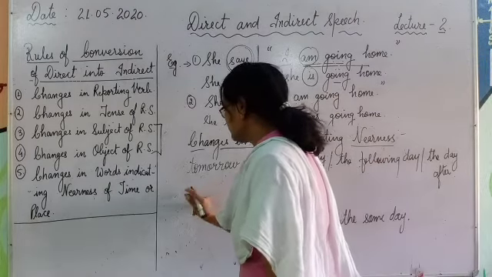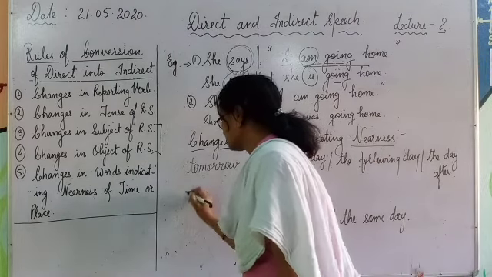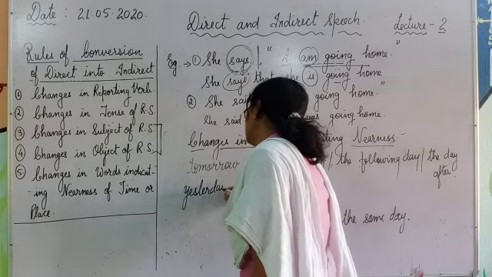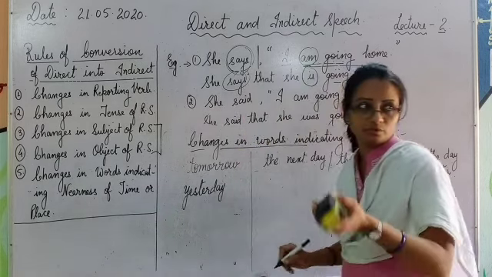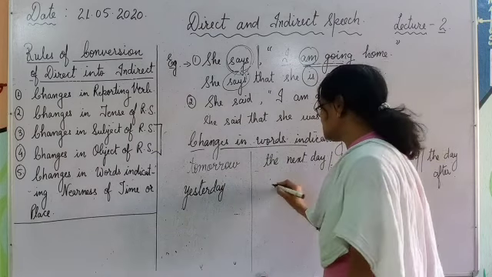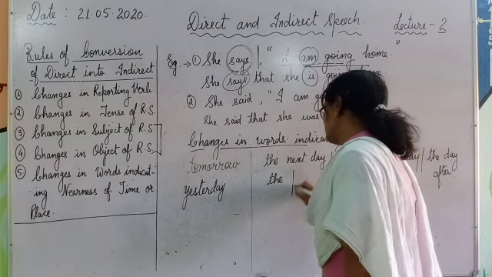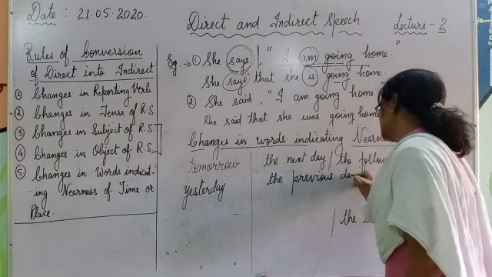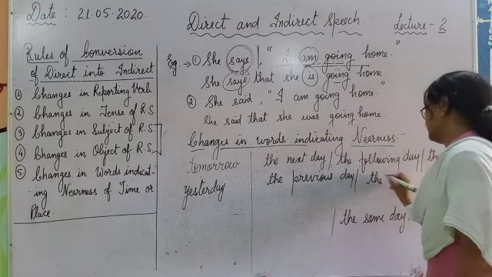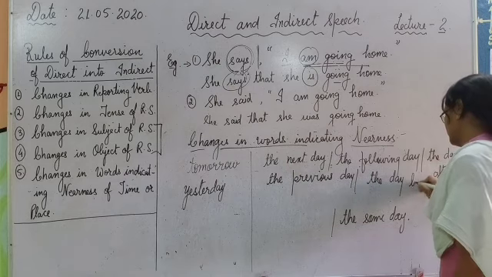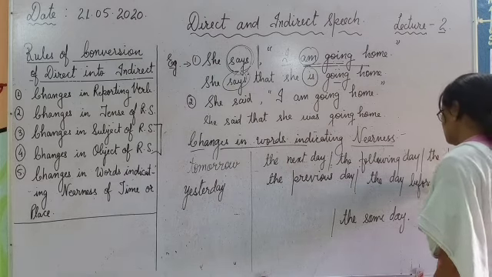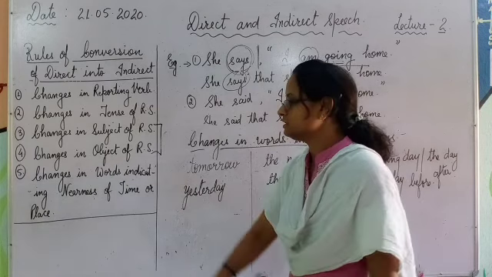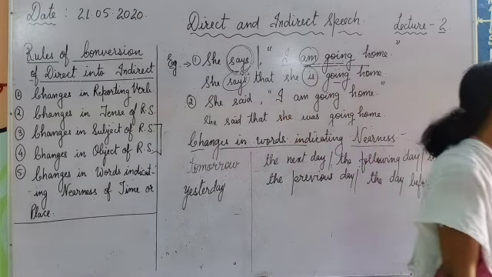If it is yesterday, what does yesterday mean? The day which is already gone, one day before. So yesterday will change into the previous day or the day before. Clear? This way we have to make changes in the words indicating nearness of time or place.